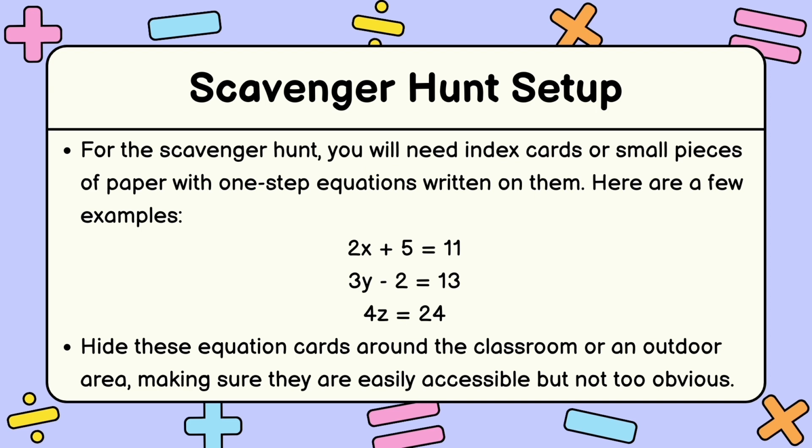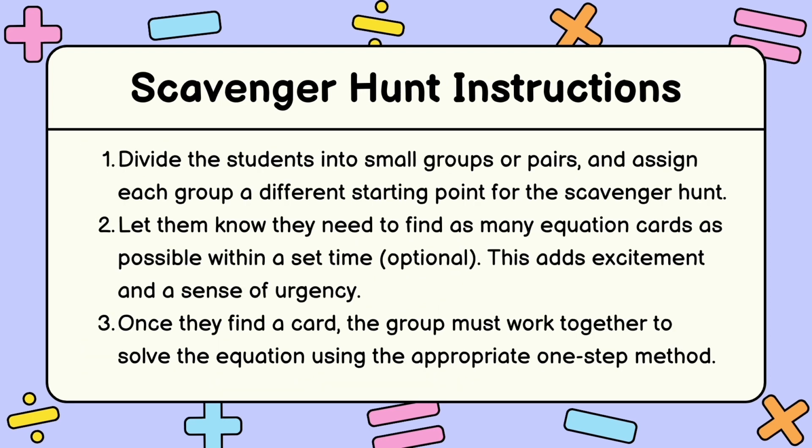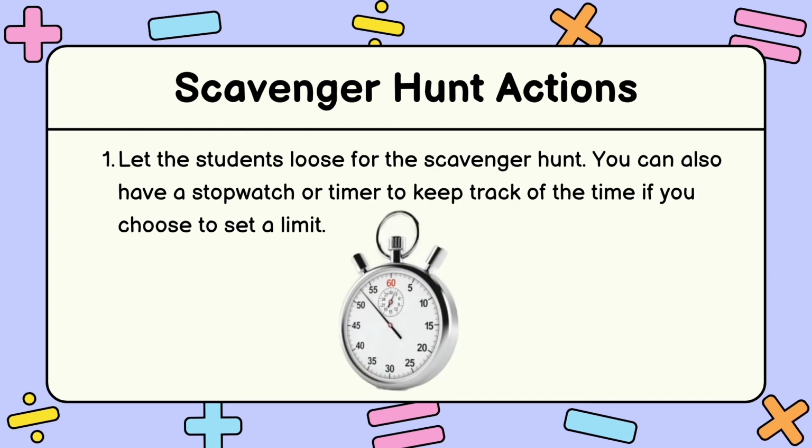Hide these equation cards around the classroom or an outdoor area, making sure that they are easily accessible but not too obvious. Divide the students into small groups or pairs and assign each group a different starting point. Let them know that they will need to find as many equation cards as possible within a set time limit, as this adds excitement and a sense of urgency. Once they find a card, the group must work together to solve the equation using the appropriate one-step method. Let the students loose. You can have a stopwatch or a timer to keep track of the time if you choose to set a limit.